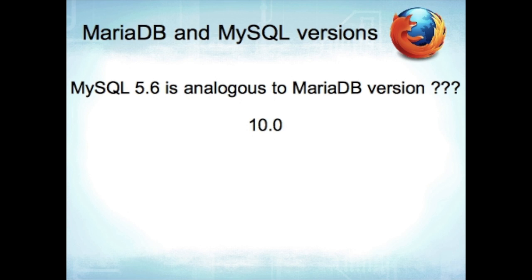How about 10? MariaDB was like, we can't handle this, right? Luckily there was a gap between 5.1 and 5.5, so they took advantage of that. So they did 5.1, 5.2, 5.3. 5.5 doesn't have that gap, so they were just like, for 5.6, we're going to go to 10.